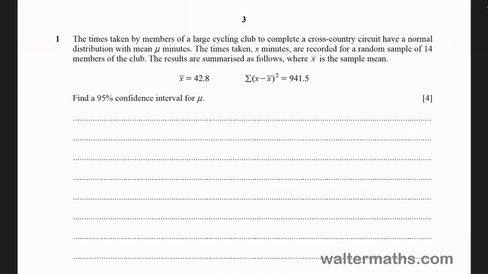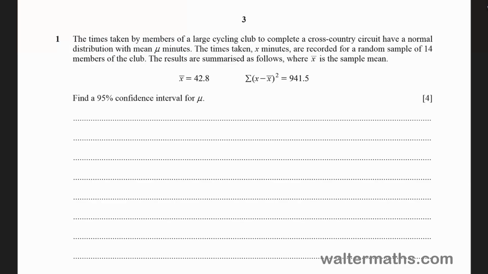The question here says the times taken by members of a large cycling club to complete a cross-country circuit have a normal distribution with a mean mu minutes. The times taken X minutes are recorded for a random sample of 14 members of the club. The results are summarized as follows, where X bar is the sample mean. So X bar is equal to 42.8, and the sum of squares of X minus X bar is 941.5. Find a 95% confidence interval for mu.